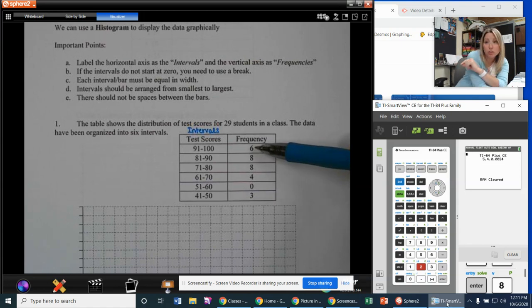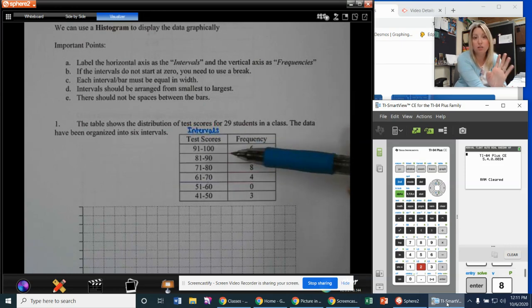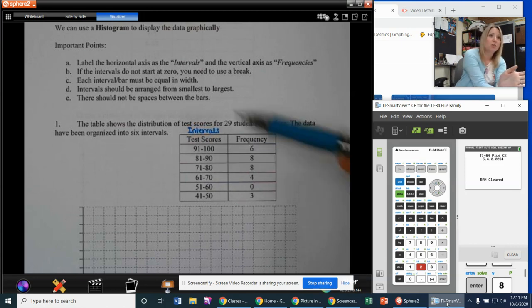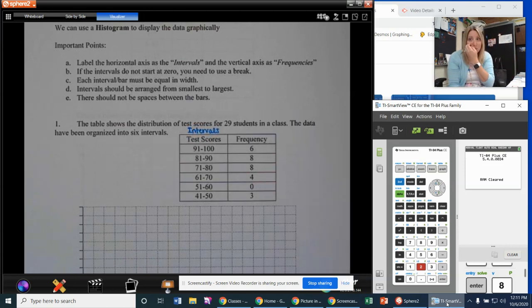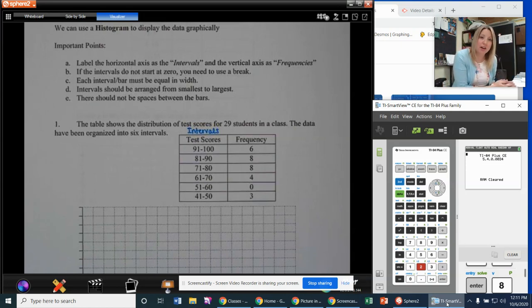How many actually fall in this is dependent on how many people got a score there. So you don't know what these 6 scores are. I just know that they're either a 91, a 92, a 93, a 94, a 95, a 96, a 97, a 98, a 99, or a 100. So unfortunately, I don't know the actual values, but I do know how many fit in that interval.